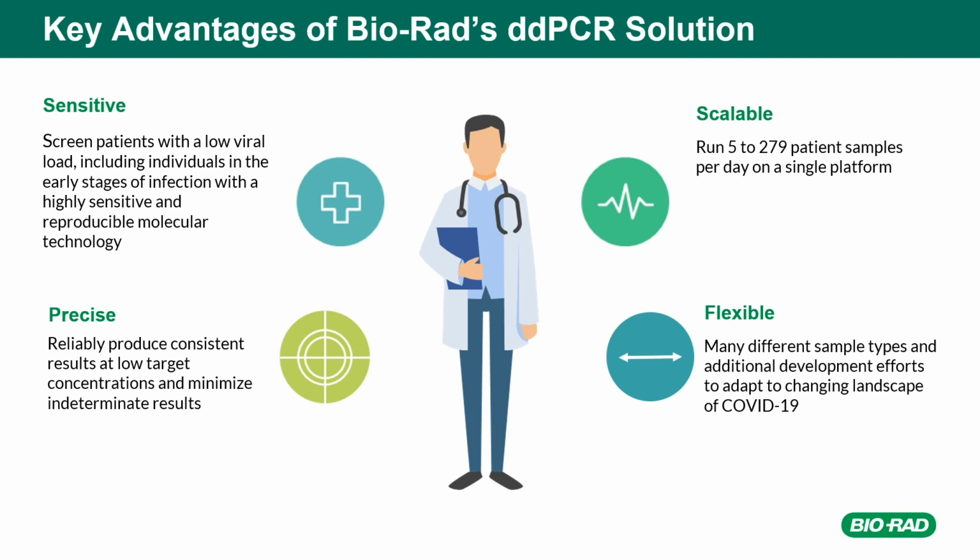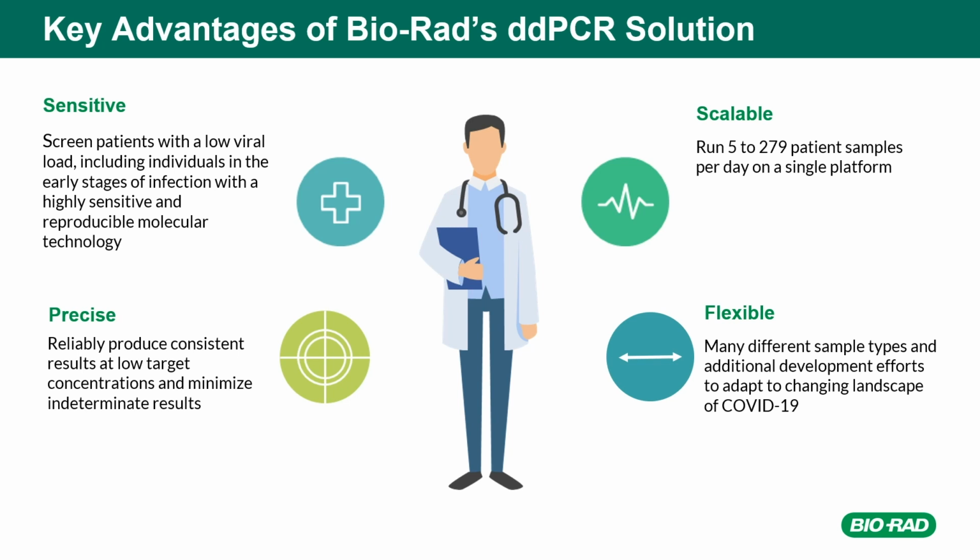ddPCR detection of SARS-CoV-2 has several key advantages over other molecular methods. These include sensitivity and precision in low viral load samples. This minimizes indeterminate results. It is scalable to run 5 to 279 patient samples per day on a single platform with a modular design to increase throughput dramatically.